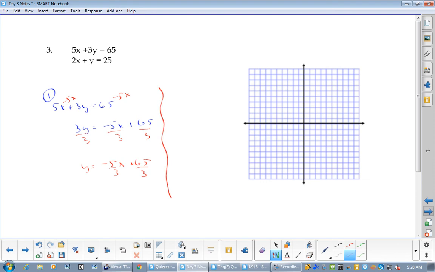Okay, 65 over 3 doesn't work out to be a very nice number. It's repeating, so you can't just divide it out. Okay, let's do the second one.